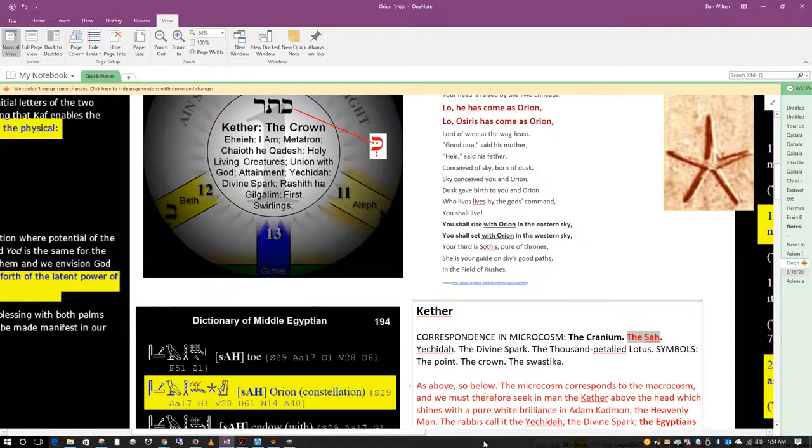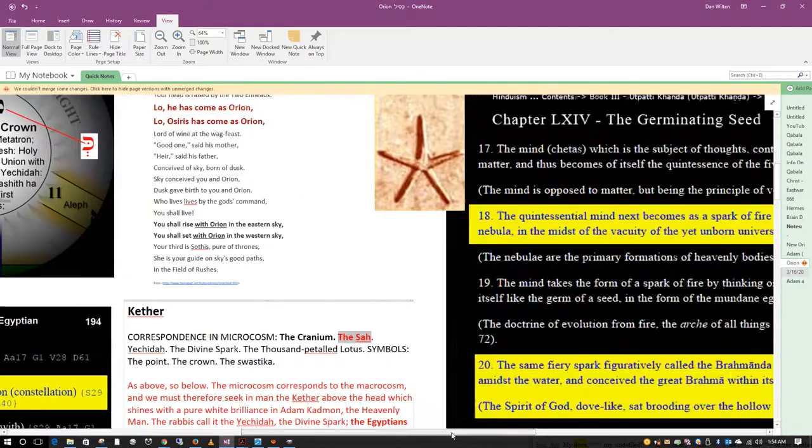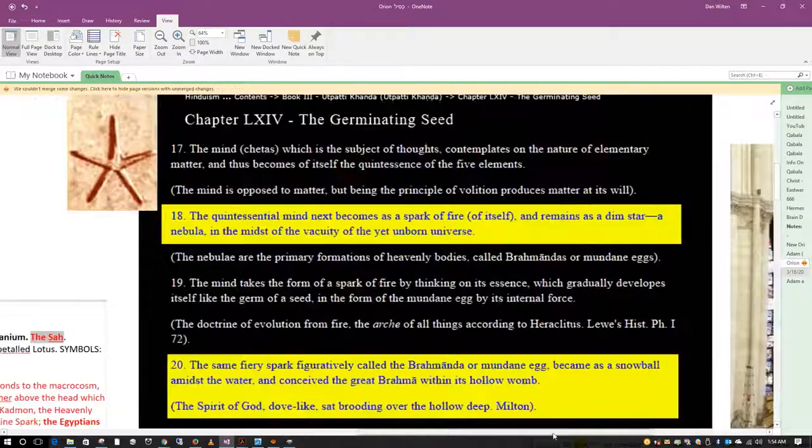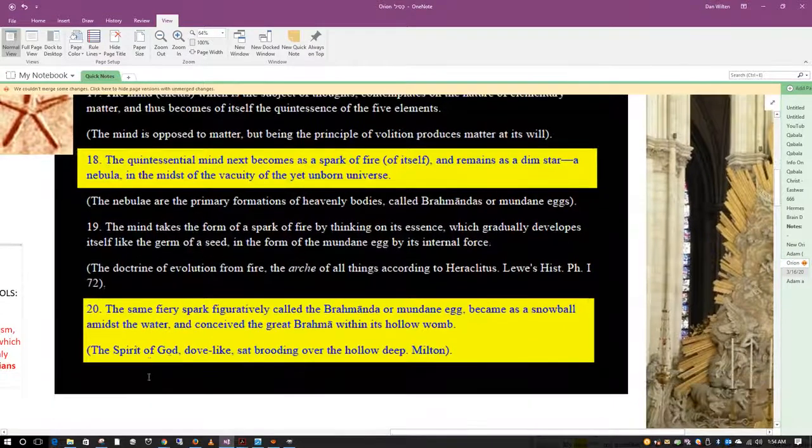Let's see if I've got anything on this more. Oh yeah, right down here it says, the same fiery spark, figuratively called Brahmanda or mundane egg, became as a snowball amidst the water and conceived the great Brahma within its hollow womb. The spirit of God, dove-like, sat brooding over the hollow deep.